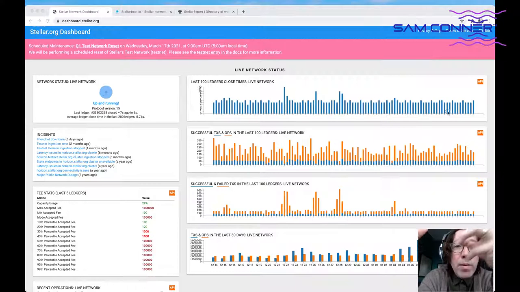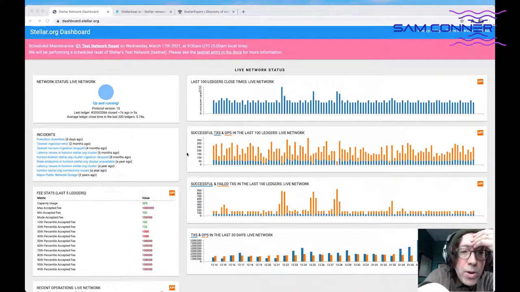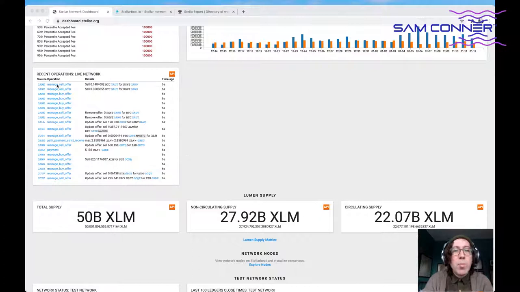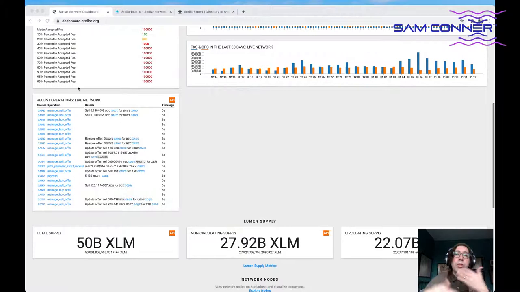So every time that happens, if you scroll down, you can actually see some of the recent operations that are being added. Basically, operations are getting collected by the nodes, they're getting voted on, they're being applied, and then the whole thing starts over. You can see what some of those operations are. But that top thing just shows you the progression. It's just incrementing up, it's up and running.